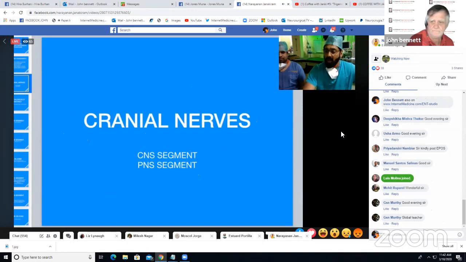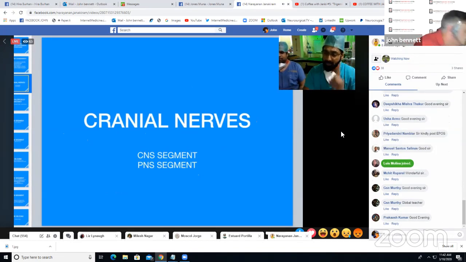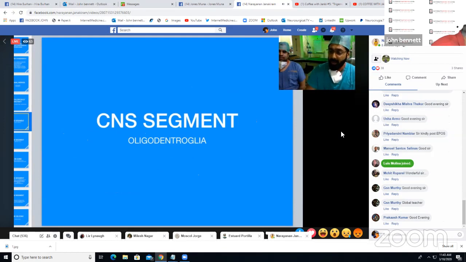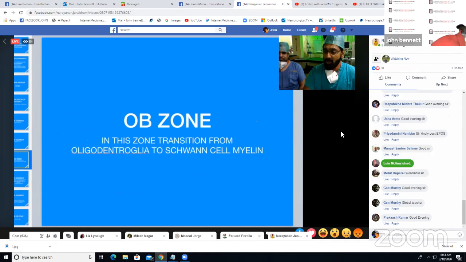Something about the anatomy of the cranial nerves. Every cranial nerve has a central nerve segment, the CNS segment, and a peripheral nerve segment, the PNS. So histologically, it is distinct. These two are separated by a zone called the Obersteiner Redlich zone. This is very, very important. It's called the OR zone, the Obersteiner Redlich zone. The CNS segment contains oligodendroglia, and the PNS segment contains Schwann cells. In this zone, transition from the oligodendroglia to Schwann cell myelin takes place.